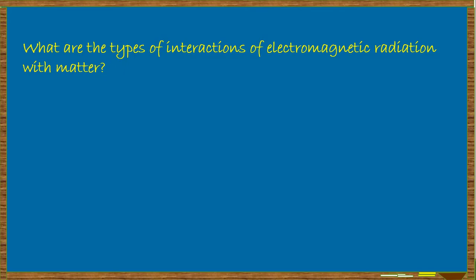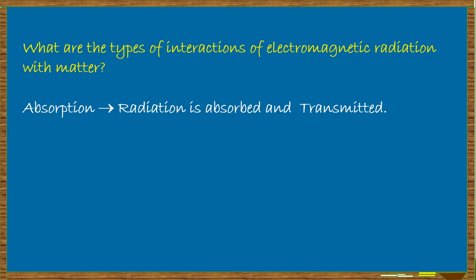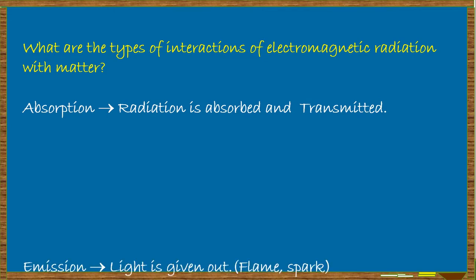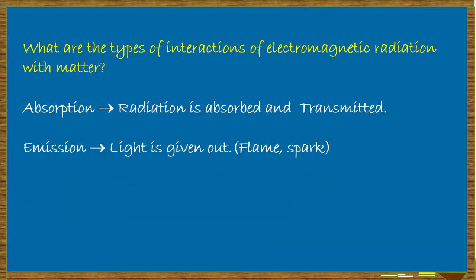The next question: what are the types of interactions of electromagnetic radiation with matter? Now we have to see one by one. The first one is absorption. In absorption, the radiation is absorbed and transmitted. Most molecular spectroscopy is absorption spectroscopy. The next one is emission. The light is given out, for example, by flame or spark. Atomic emission spectroscopy, AES, is one of the special spectral techniques based on this emission of electromagnetic radiation.